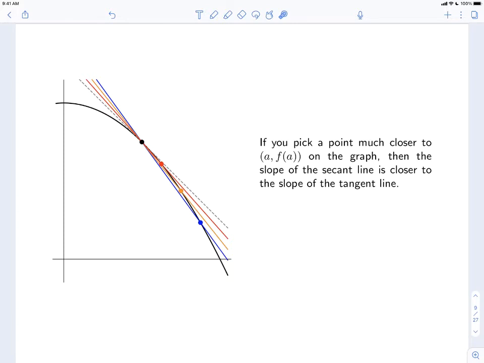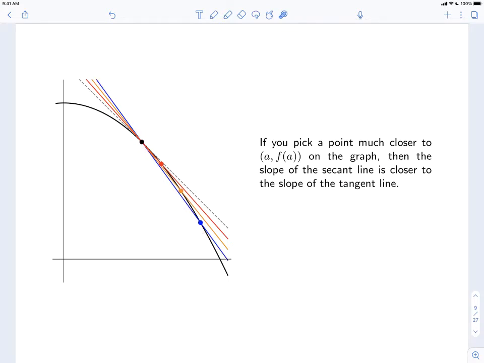So this is the same graph of the same function that we saw before, and this dot right here, that's our original point with coordinates a, comma, f at a. This blue dot right here, this is the point with coordinates b, comma, f of b. This is the one that we were looking at before. And so this blue secant line is the one from the previous slide.